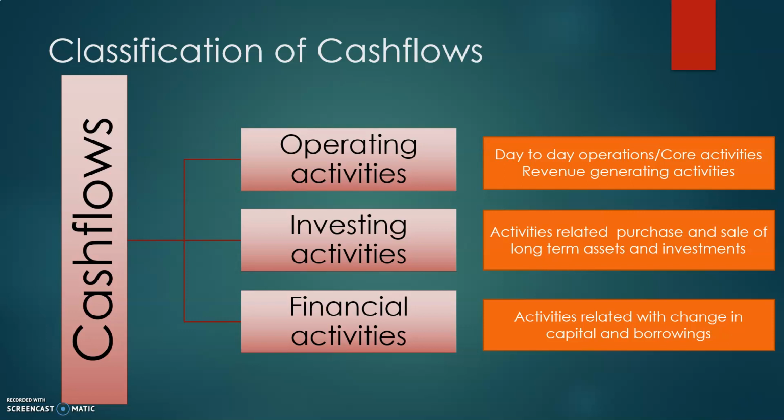For getting an income, whatever activities you are pursuing are known as the operating activities. Operating activities are day-to-day operations or core activities, and mostly they are the revenue generating activities. So sale of goods and services is an operating activity. All payments related with that particular core activity, like payment of wages, salary, insurance paid, all those expenses which are related with the main operations can be operating activities.